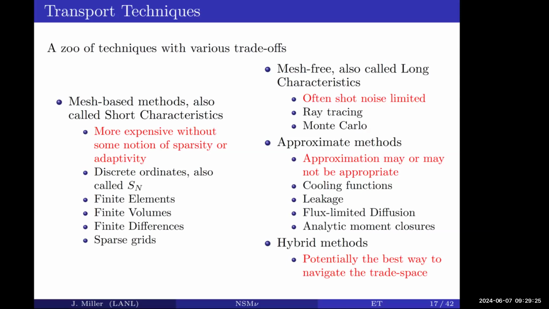Then there are mesh-free methods, or long characteristic methods, my specialty. These are often, for reasons I'll explain, shot noise limited, but there are reasons why that's actually good, not bad. Ray tracing and Monte Carlo are examples of this. And then there are a lot of approximate methods, such as cooling, leakage, flux-limited diffusion, and moment closures. I'll talk about that a little bit also. In my opinion, the best way to navigate this trade space is a hybrid method, which is some combination of all of these, in such a way that you're using the best one in every circumstance where it's appropriate.